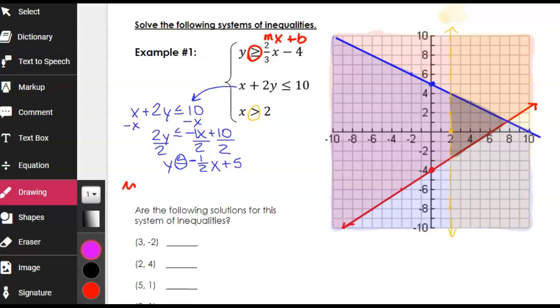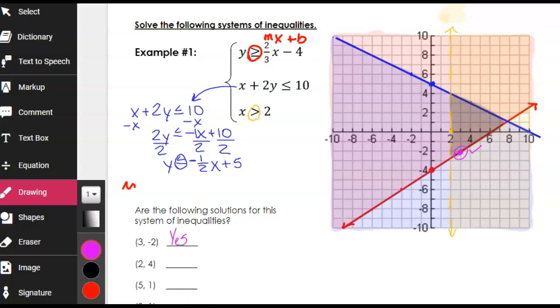Okay, so I need to know if the following points are solutions for the system of inequalities. So the point 3, negative 2 is 3, negative 2 right here. That's not quite in my shaded area, but it is on a solid line, and it is in the other 2 shaded areas, so I'm going to say this is a solution because it's in the overlapping shaded area.